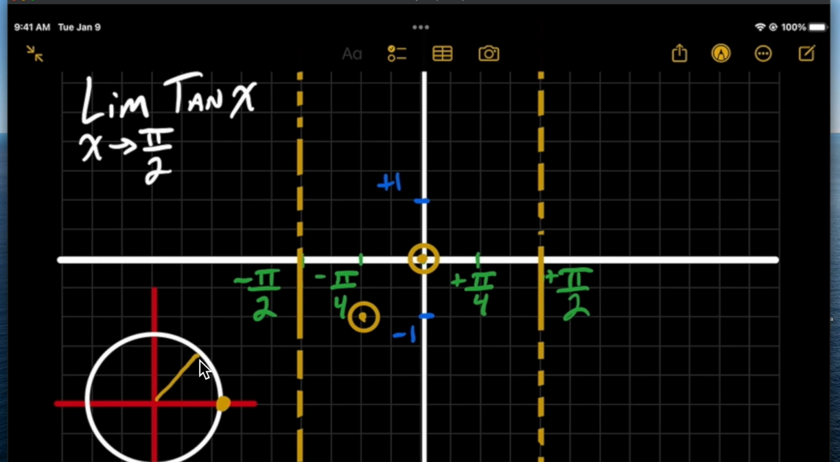Finally, when we move to positive pi over 4, we again are going to have a slope of, well, of 1, excuse me, but this is going to be positive 1 because that's going to be square root of 2 over 2 for both the x and y value. And again, the slope of that line is positive 1. So we are going to have a graph that looks like this.